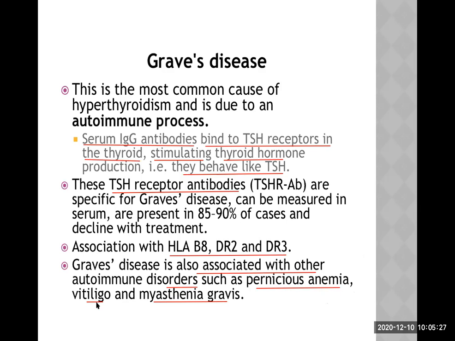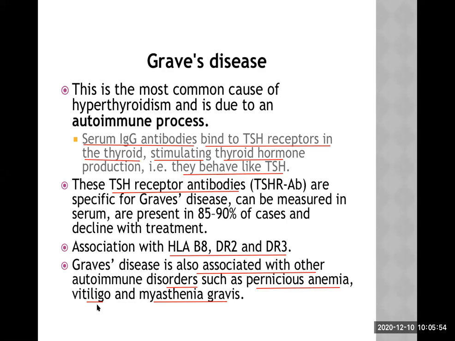Now vitiligo is a skin manifestation. It affects the skin and even mucous membrane sometimes. So this is a very white patch present on the skin. In other words, the melanocytes are destroyed, so there is no melanin production in vitiligo. This is called a marker of autoimmune disease.